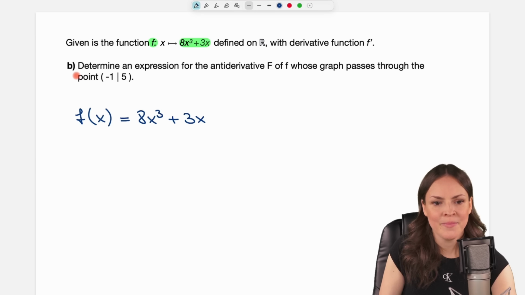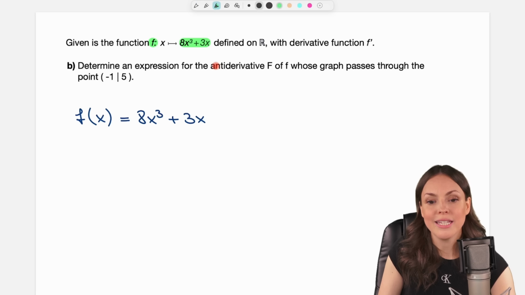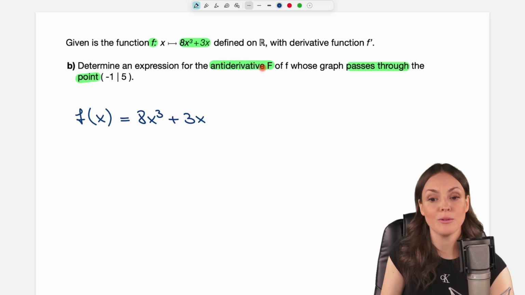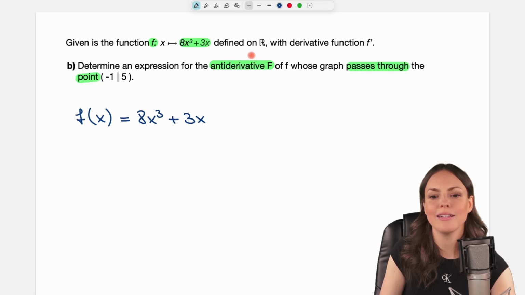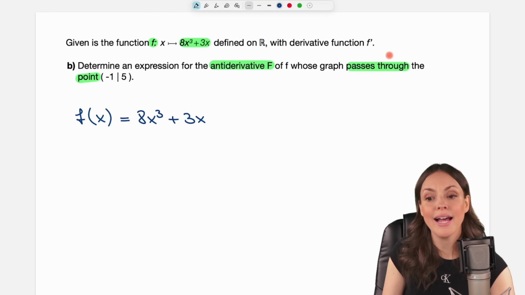Part B. Determine an expression for the antiderivative F of f whose graph passes through the point (-1, 5). This is still our function f of x we're working with here, but this time they want us to find the antiderivative, capital F, of our function, not the derivative. But they don't want us to find any antiderivative, they want us to find a special antiderivative, the one that passes through this one point here.